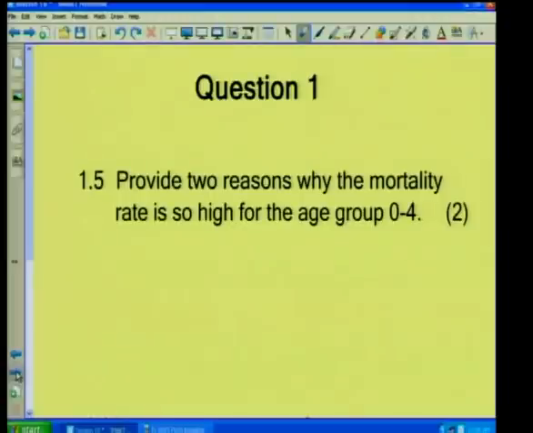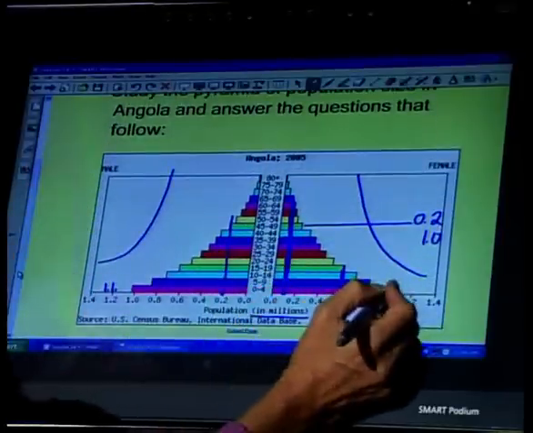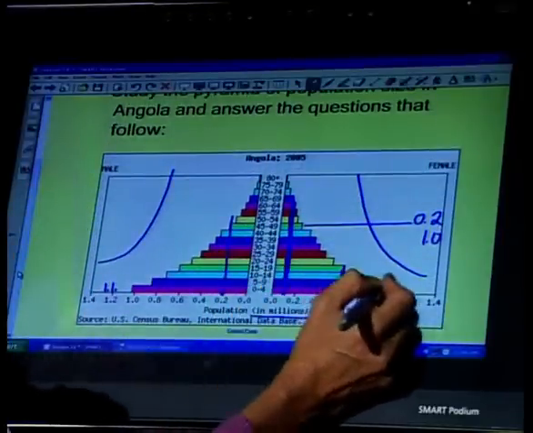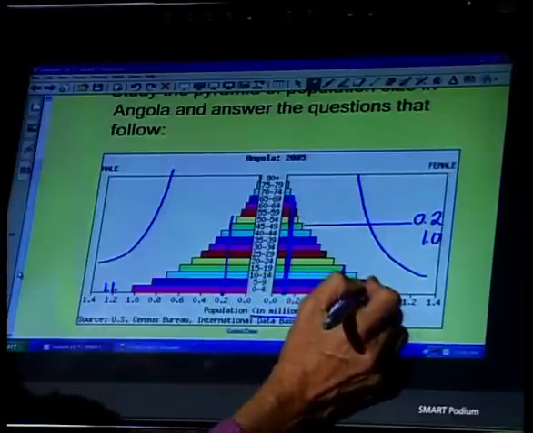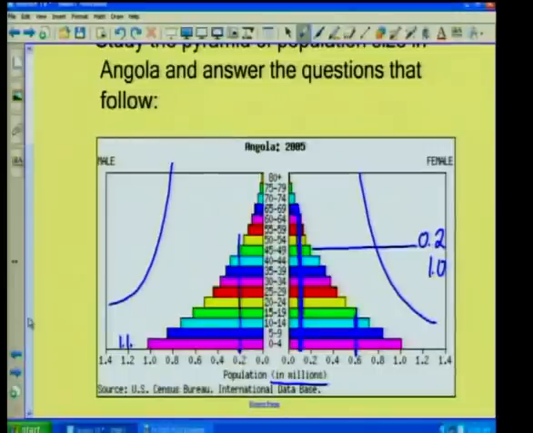Okay, provide two reasons why the mortality rate is so high for the age 0 to 4. Now, if you look at this mortality rate, it is very high in this group, because from 0 to 4, and then the children that are 5 to 9, a whole bunch have died. You've got probably 0.85, I would put it at. So 0.9 would be here. So it's about halfway, so I'd say 0.85. So we've lost a whole bunch of children there. We've lost another group of children there. So there are a lot of kids that are dying.